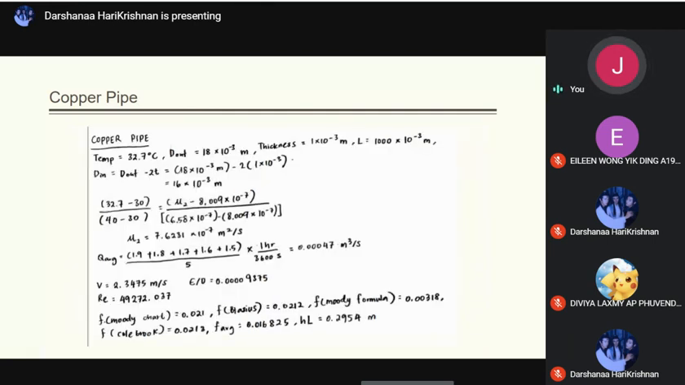Next. And this is the calculation. From the Moody chart, we have 0.021. From Blasius, we have 0.0212. From the Moody formula, we have 0.00318. Colebrook, we have 0.0213. And the average is 0.016825. And the head loss is 0.295 meter for copper pipe.